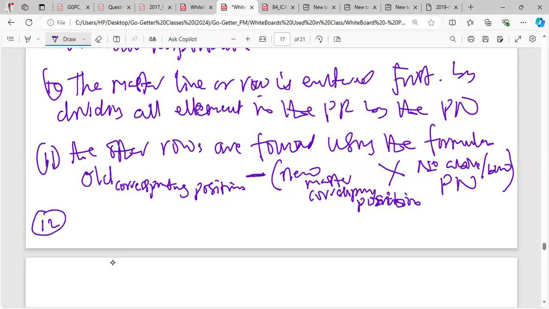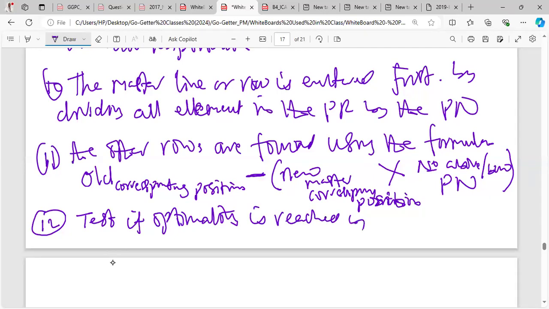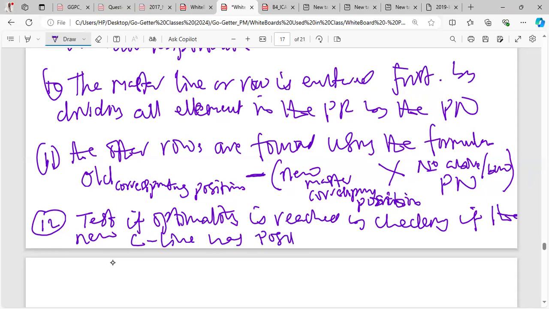12. Test if optimality is reached by checking if the new C line has positive or zero values.